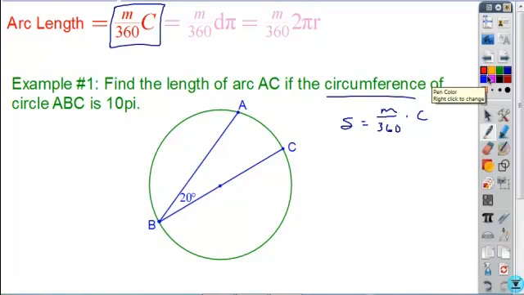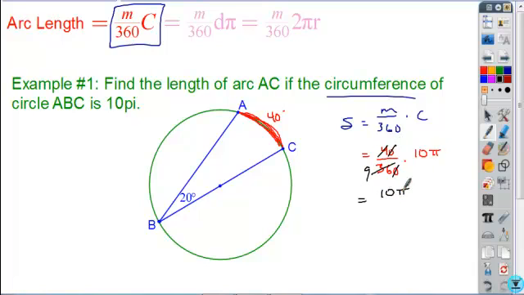Then it's just a matter of plugging in the correct pieces. So I need my arc measure. What is the arc measure for AC based on this information? 40, right? You have an inscribed angle equal to 20, therefore its intercepted arc is double that, or 40. So you get 40 over 360 times our c value, the circumference, which is 10 pi. Then it's just a matter of solving this. We cancel the factors of 10. 4 goes into 36 9 times. And so we wind up with our overall solution, 10 pi in the numerator, 9 in the denominator.